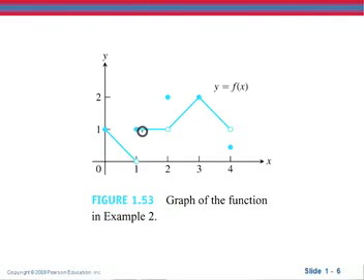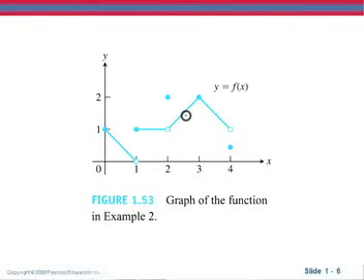Now let's look at x of 2. The limit as x approaches 2 from the left is 1, and the limit as x approaches 2 from the right is also 1. Since these two limits are the same, the limit as x approaches 2 is 1. Now notice that f of 2 is not 1. f of 2 is 2, and that doesn't matter. In order for the limit to exist, the limit from the left and the right have to be the same.